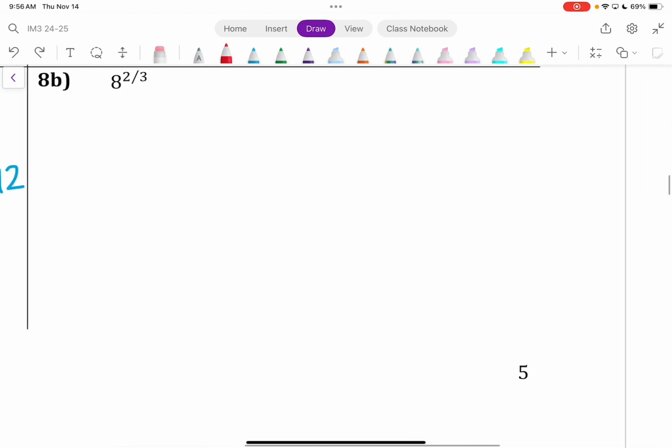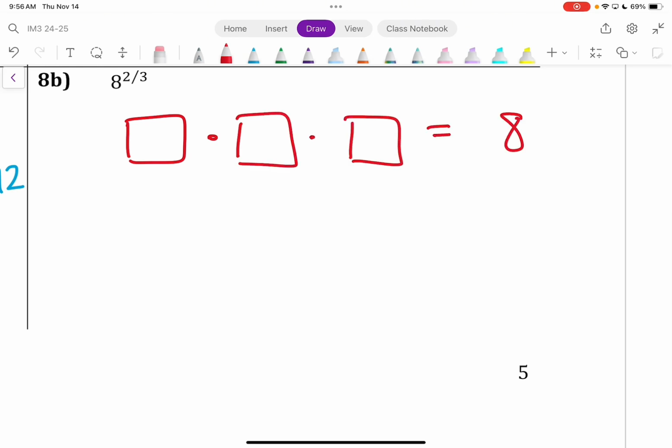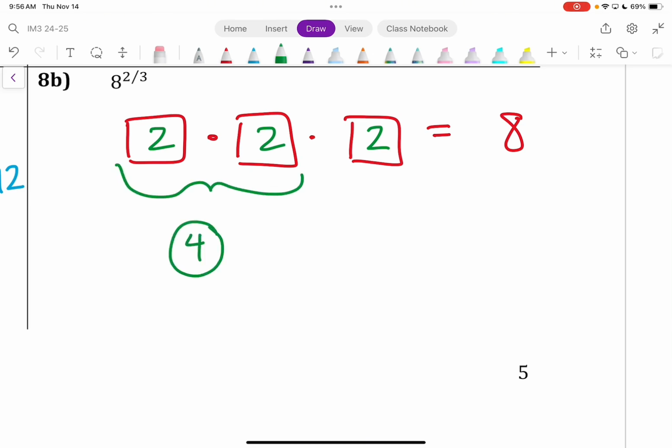So now when you do fractional exponents, it's sort of the same thing. 8 to the 2/3, I want 3 groups. So 1, 2, 3 groups that multiply to 8. So what number times itself 3 times gets you 8? That's 2. How many of these groups do I want? I want 2 of them. 2 times 2 is 4. So my solution is 4. Okay. So 8 raised to the 2/3 power is equal to 4.